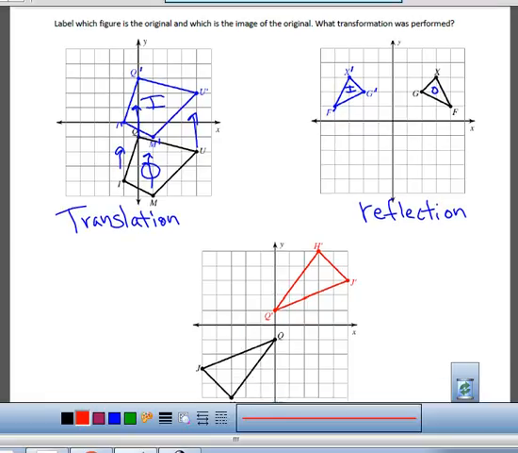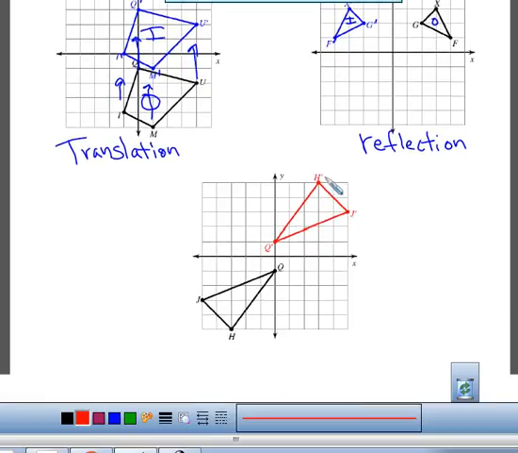And then the last one, you can see the image here is in red, and we've got our little prime mark. So we've got H, J, Q down here. This is the original. And then in the image, H prime, J prime, and Q prime. And how do we get from here to here? Well, it might look like a flip, but actually it's a turn or a spin, or what's technically known as a rotation.